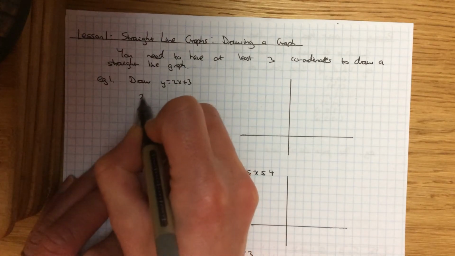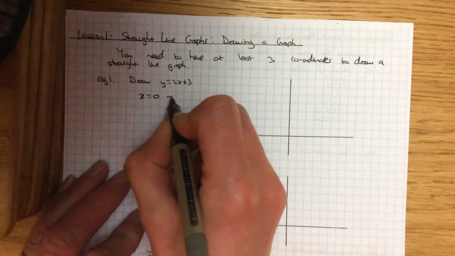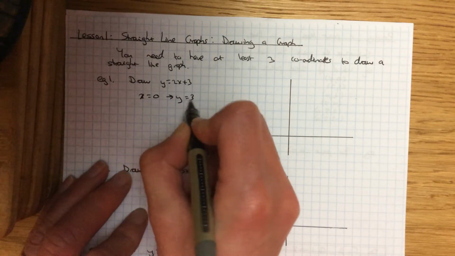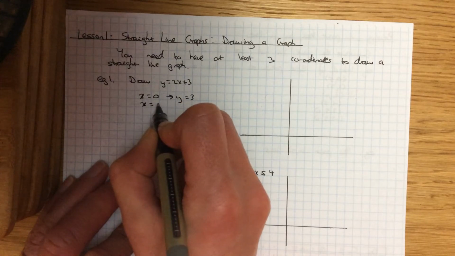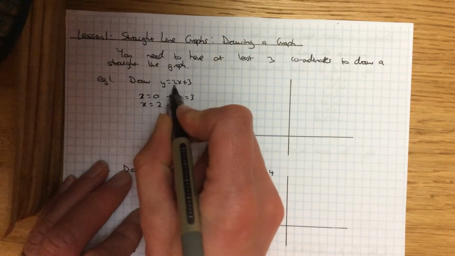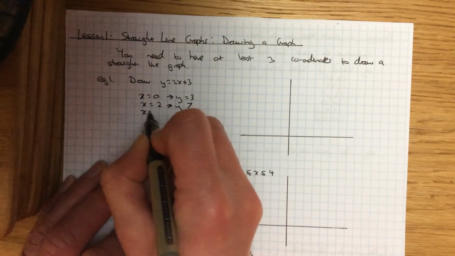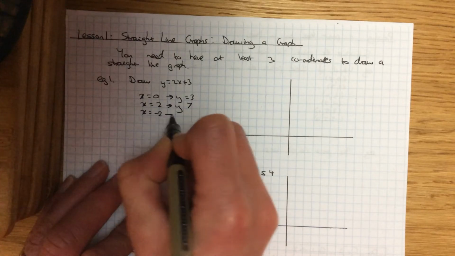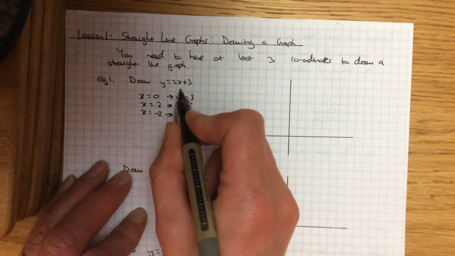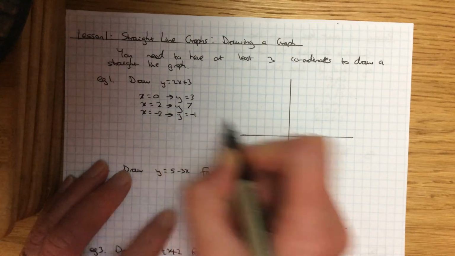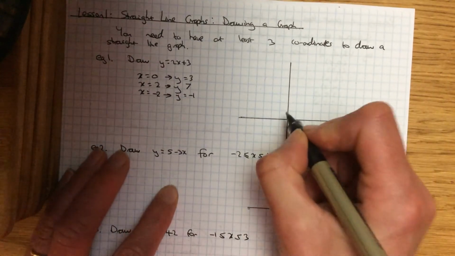So for this graph, I'm going to pick x equals 0, which gives you y equals 2 times 0, which is 0, plus 3. If x is, let's say, 2, y is 2 times 2, which is 4, add 3, which is 7. And we'll just try a negative in there. If x is minus 2, y is 2 times minus 2, which is minus 4, add 3, which is minus 1. Now plotting those together.